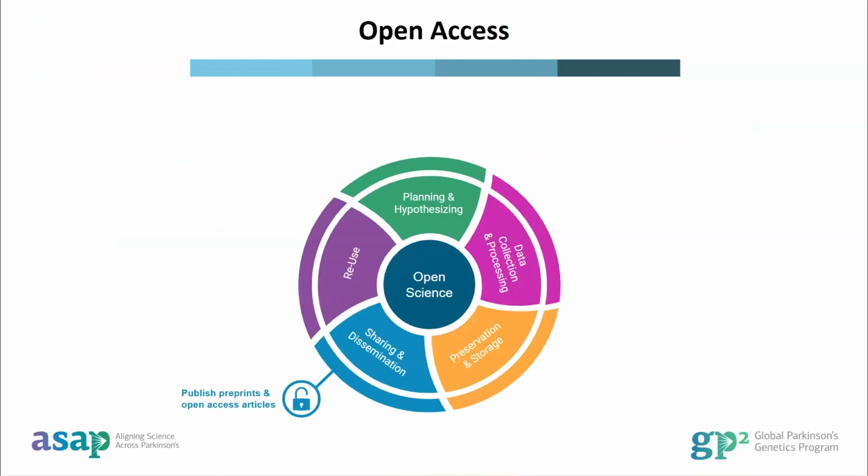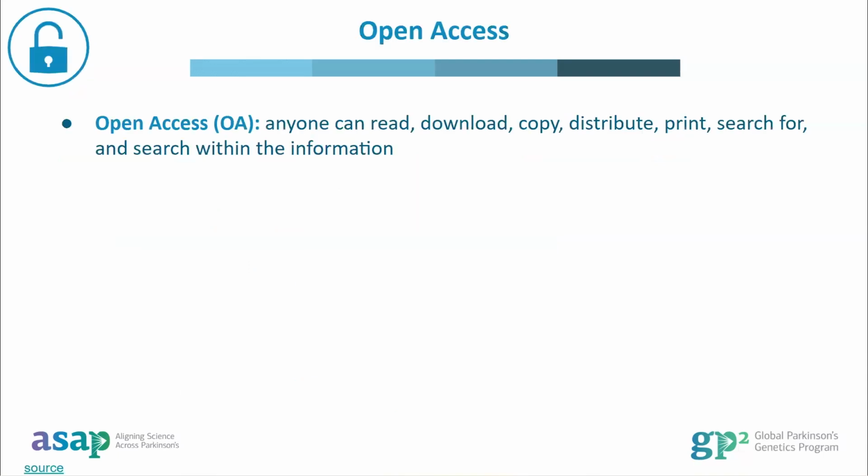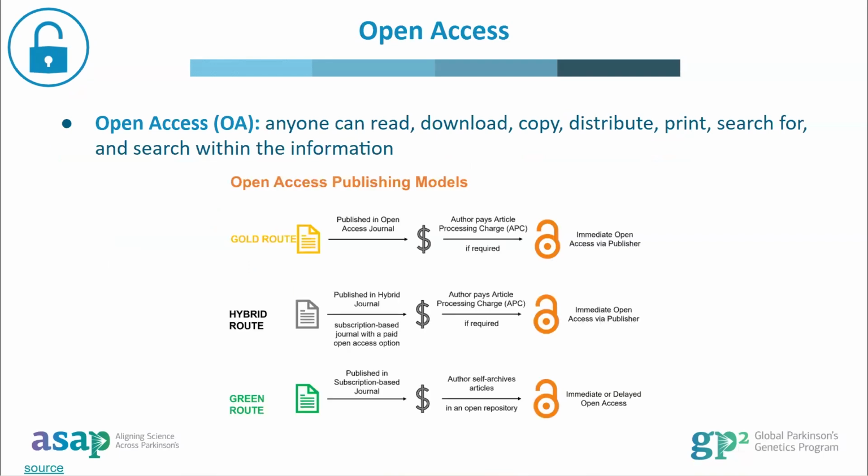Our sixth open science best practice is to upload preprints and publish open access articles. An article is considered open access when anyone can read, download, copy, distribute, print, search for, and search within the information. There are several routes to open access publishing. In the gold route, researchers publish their article in an open access journal and pay an article processing charge, or APC. The hybrid route is similar.